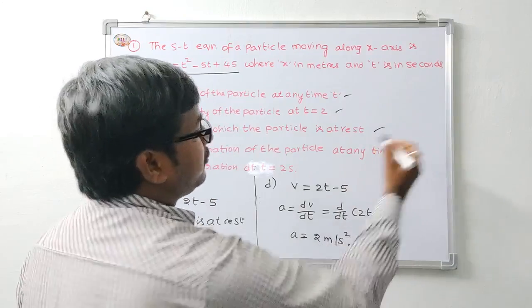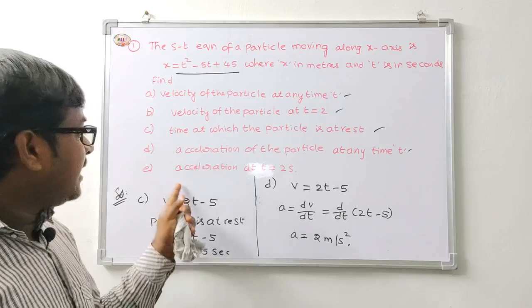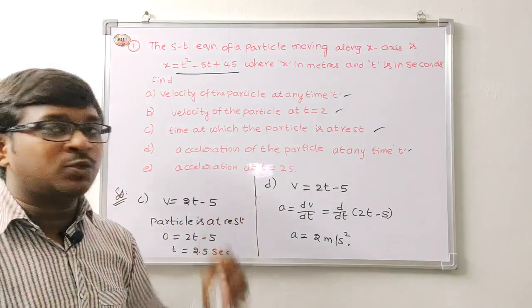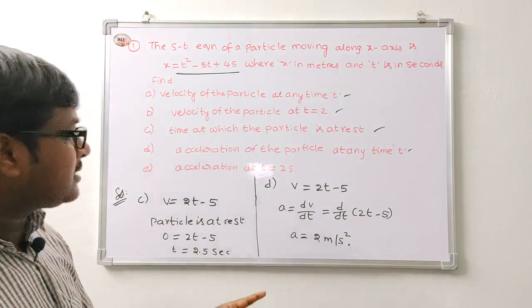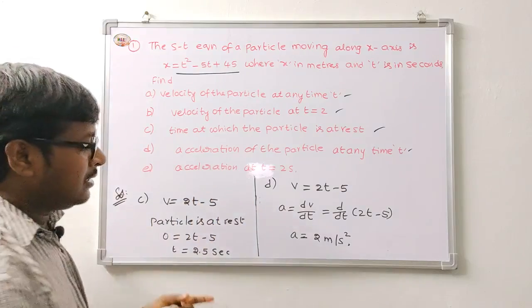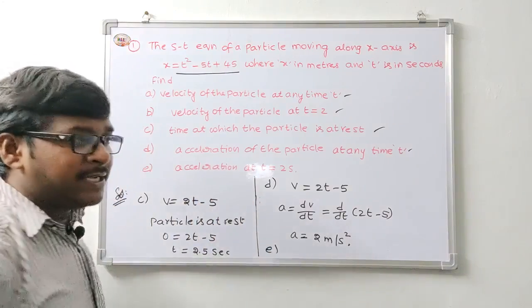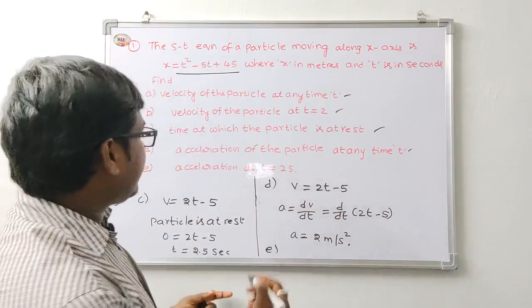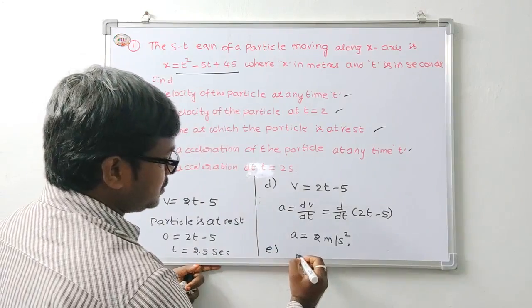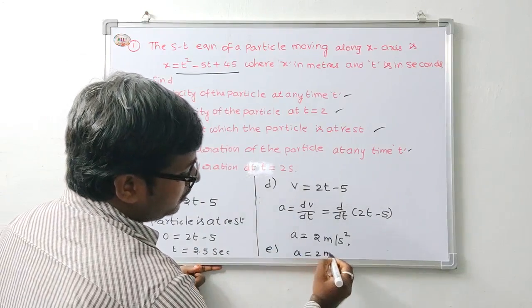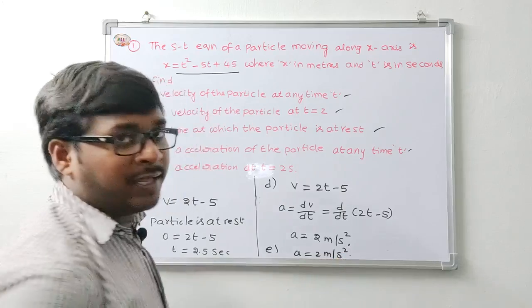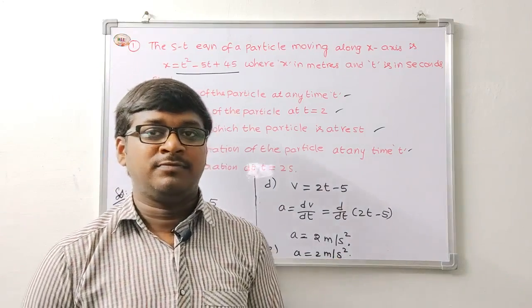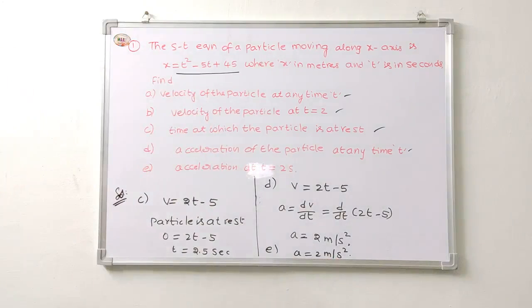This is the fourth part. Fifth part, the acceleration at t = 2 seconds. The acceleration of the particle does not vary with time. So the acceleration at t = 2 seconds is a = 2 meter per second squared. This is the first problem. Next, we discuss the second problem.